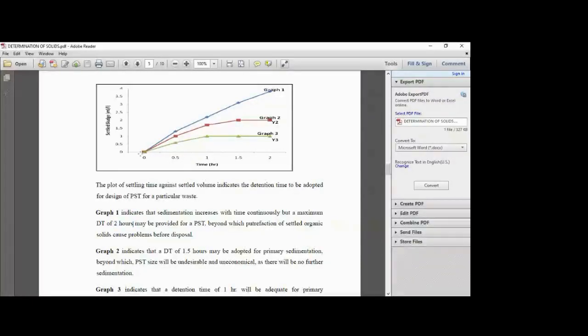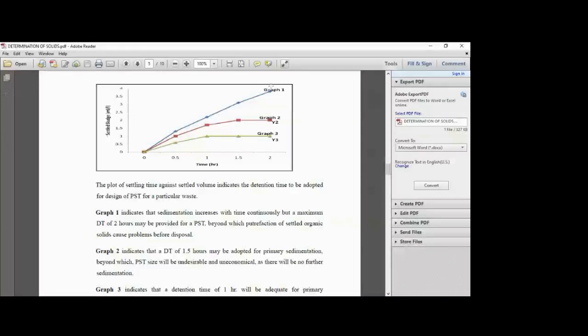So here you can see, in graph curve 1, if you concentrate, the solids are getting more and more settled as the time is increasing. But you cannot go on keeping the PST for an infinite time, right? The detention time cannot be infinite. So the maximum detention time here is 2 hours, and after 2 hours the water is to be moved to your aeration tank. So that is this particular case.